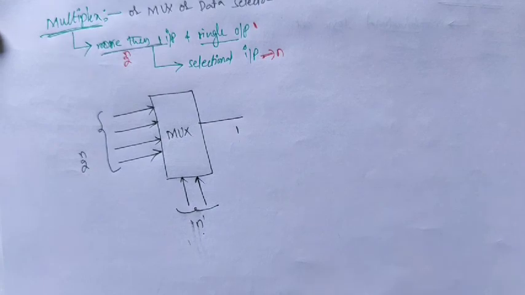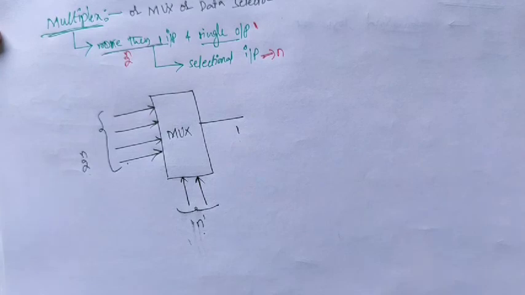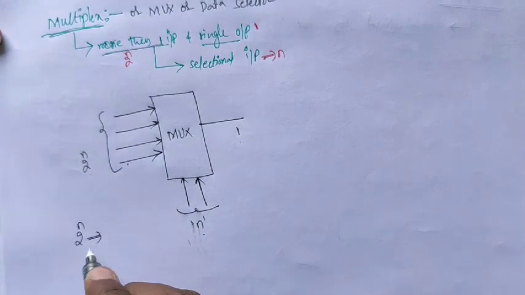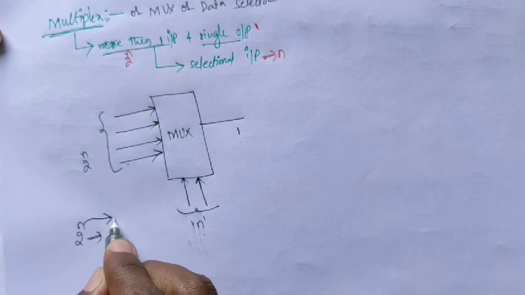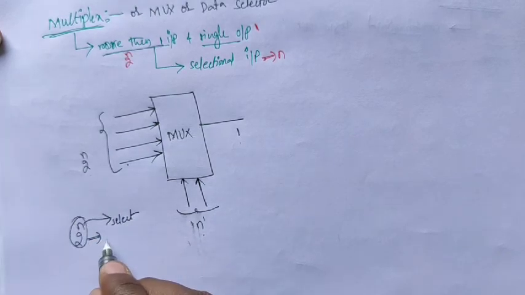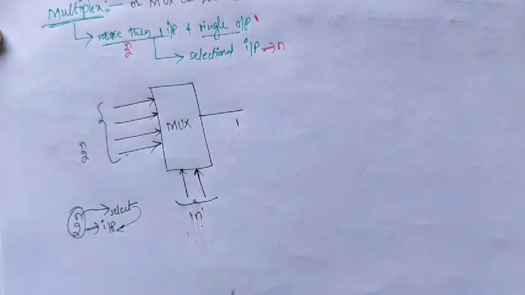Again I am defining. Suppose it is a combinational logic circuit that consists of 4 inputs. How many selection lines? 2 selection lines. That means 2 to the power of 2 is 4. So we can define that 2 to the power of n is the number of input lines, where n indicates the number of selection lines, and 2 to the power of n indicates the total number of inputs. These inputs are selected by the selection lines.